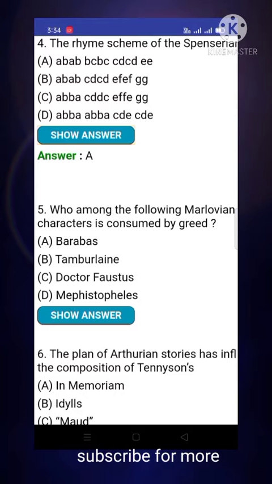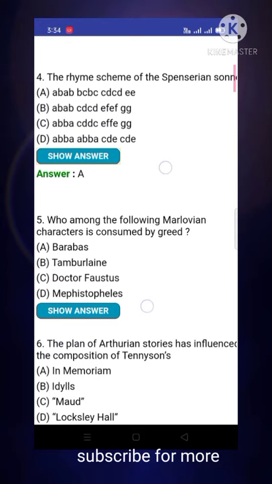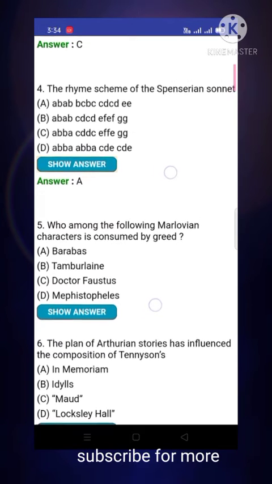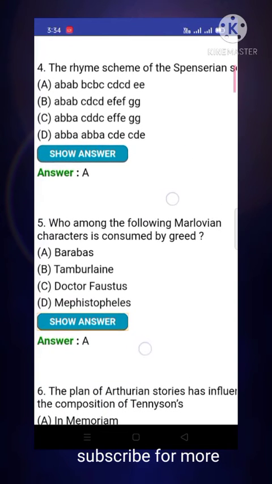Now the fifth question: Who among the following Marlovian characters is consumed by greed? Here Marlovian means Christopher Marlowe. The correct option is Barabbas. Barabbas is a character who is consumed by greed.